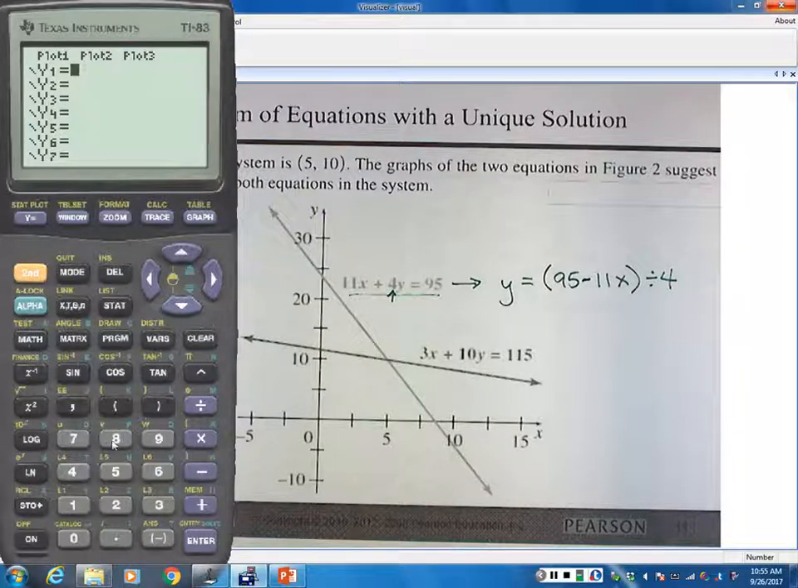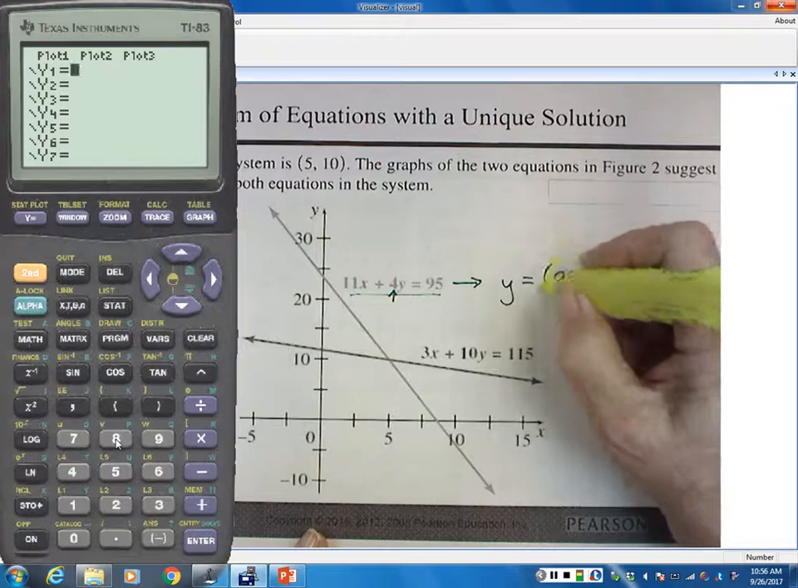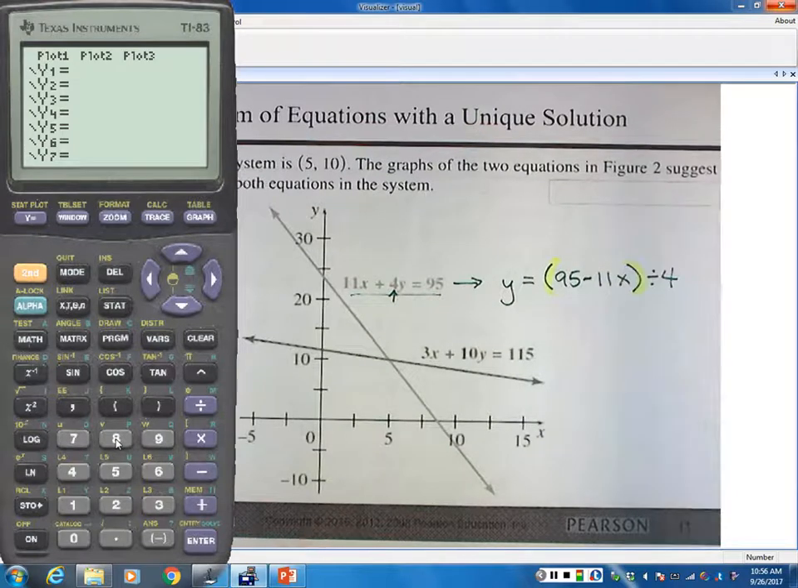What you need to remember, though, that's going to be the most important, is that if you choose to do it this way, there's very little chance you'll make a mistake on the algebra. But you do need to remember that you're going to have to put parentheses around the right-hand side before you do the division on both sides. So we're going to enter parentheses, 95 minus 11x, close the parentheses, and then we're dividing both of those terms, which is why we needed the parentheses, by the 4.